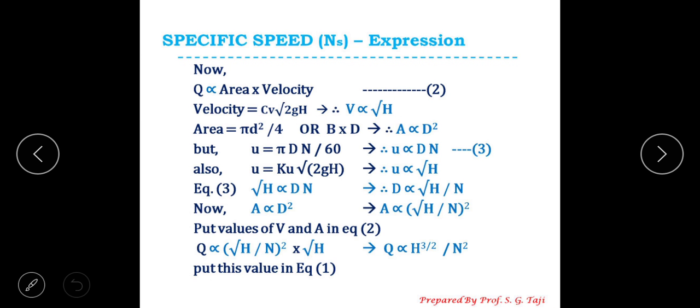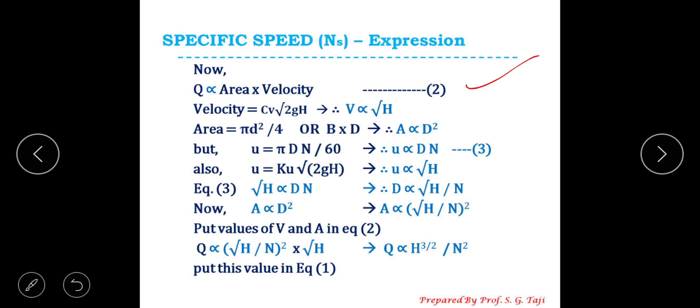For that, what are we required to do? Q is proportional to area into velocity, we know it. Let us consider that equation as 2. Velocity we know is Cv into under root 2gH, which implies V is proportional to root H, as Cv and root 2g are constants.